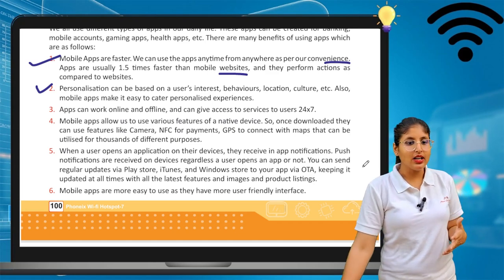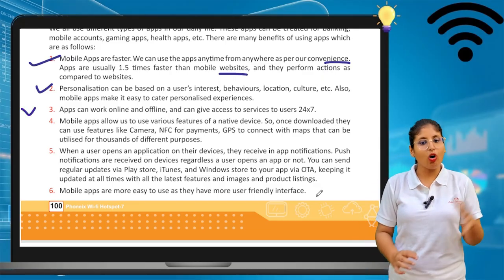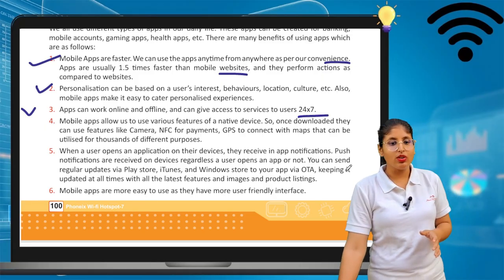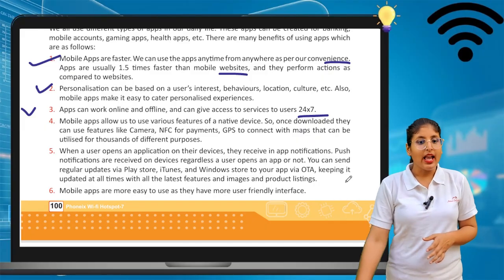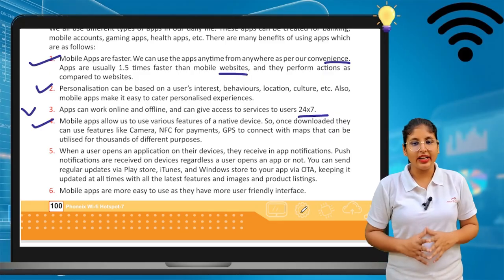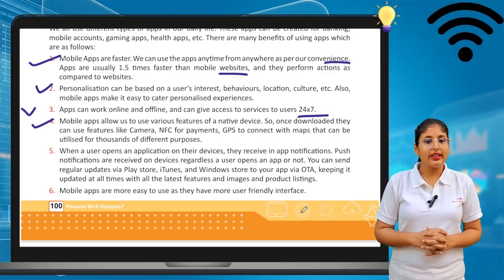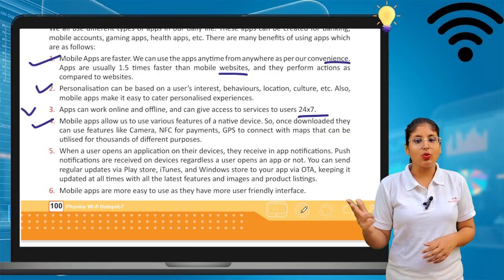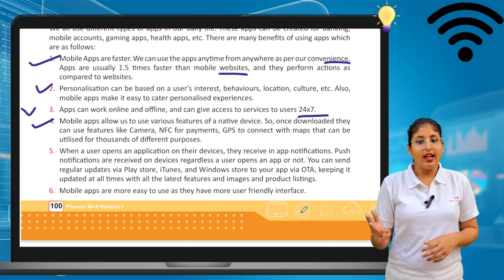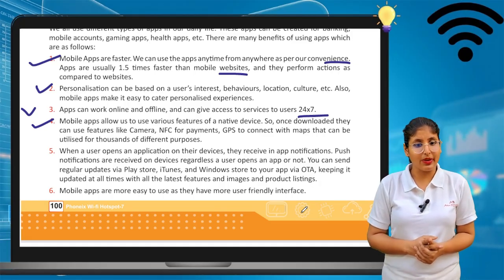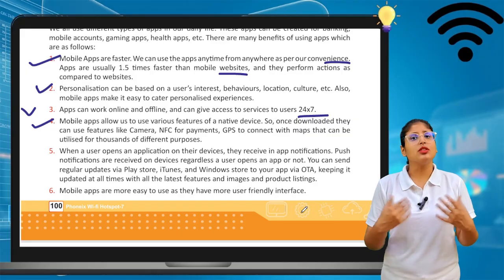Third, apps can work online and offline, and can give users access to the service 24 into 7. Fourth, mobile apps allow us to use various features of native devices. Once downloaded, they can use features like the camera, NFC for payment, and GPS to connect with maps, which can be utilized for thousands of different purposes. These apps give you service 24 into 7.